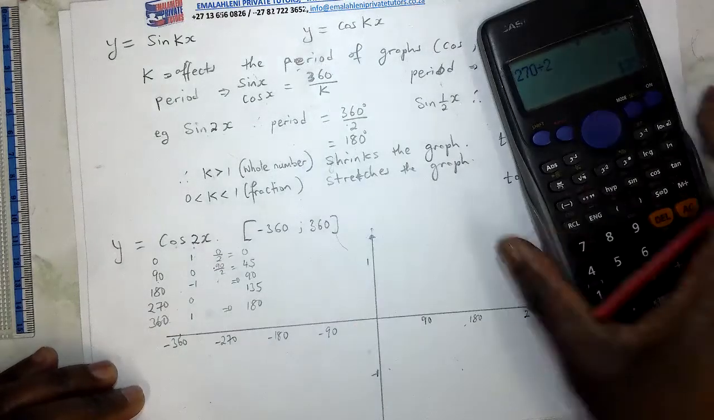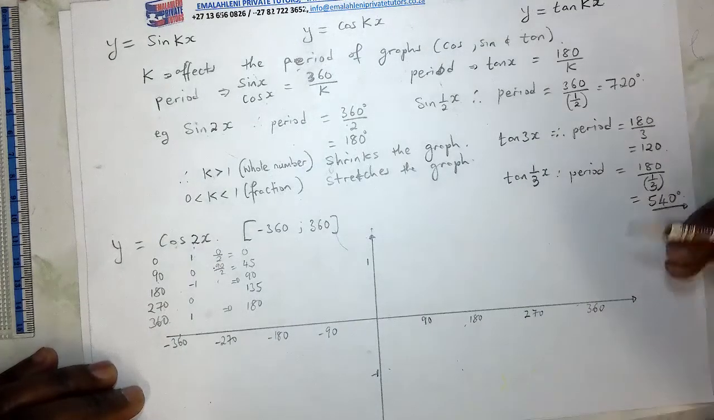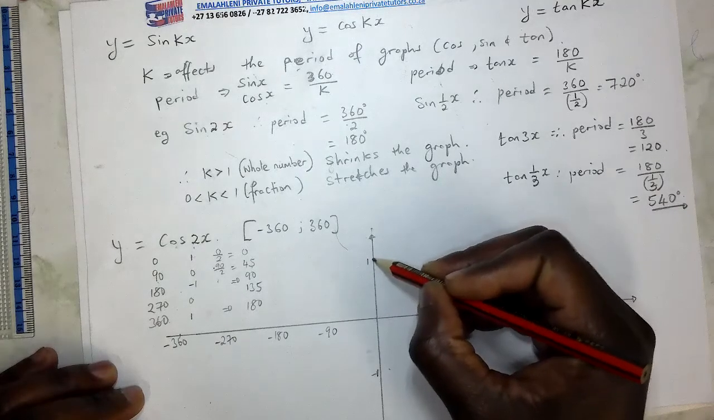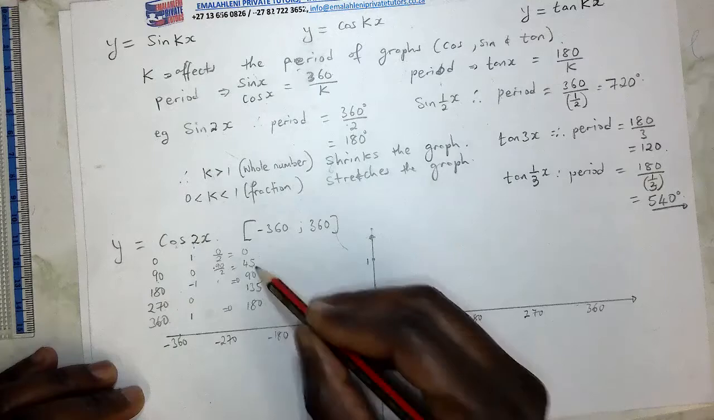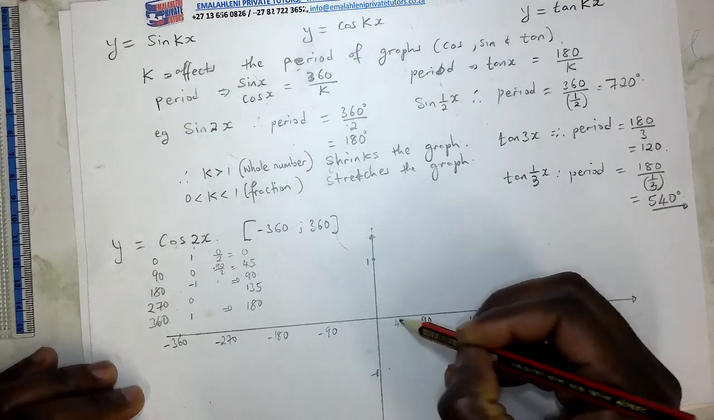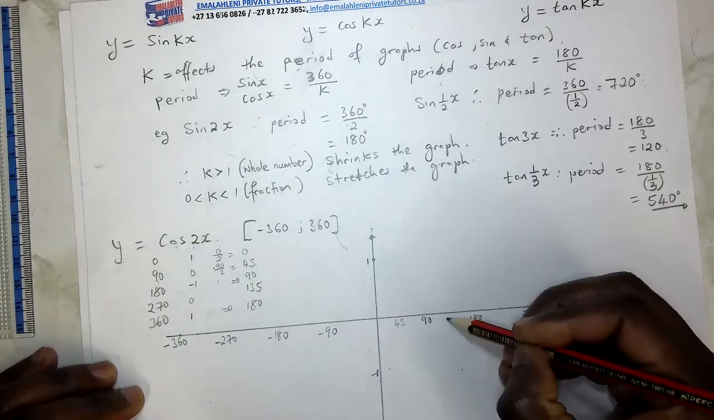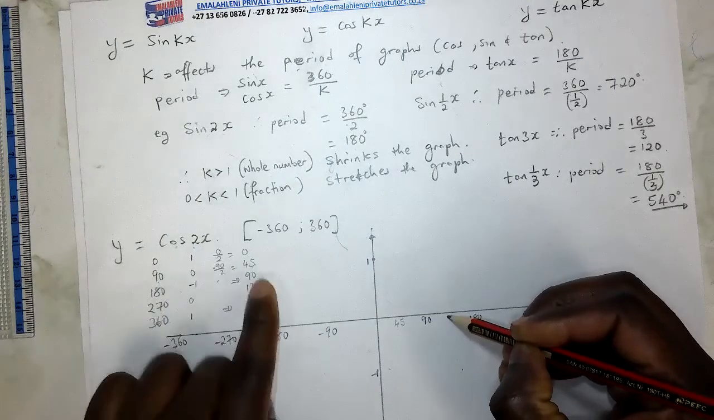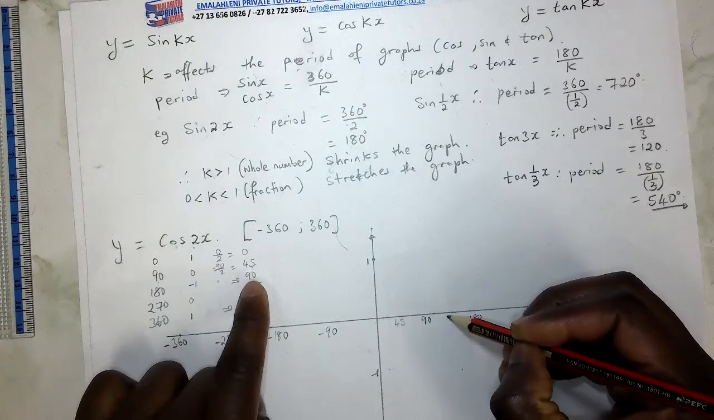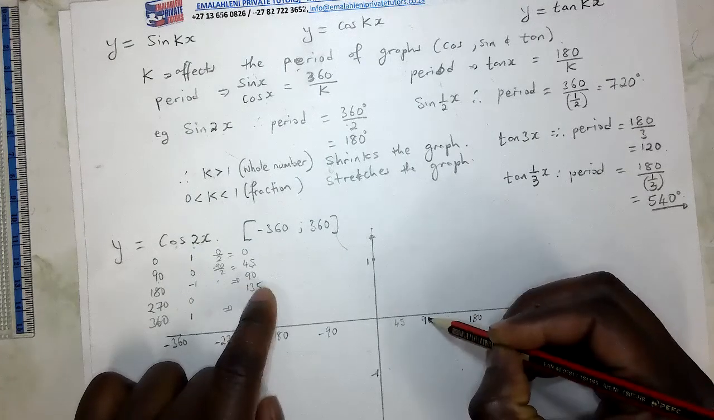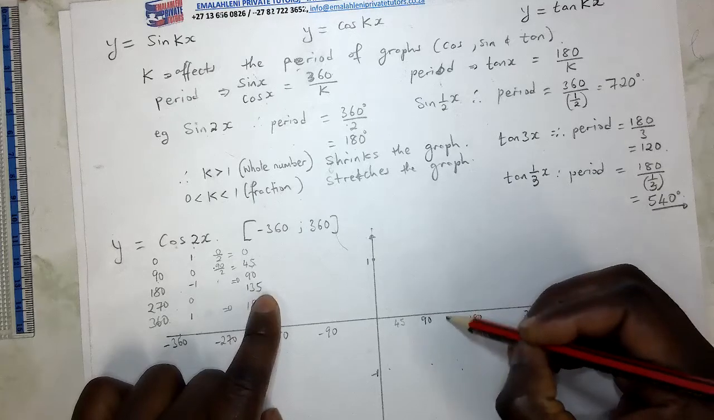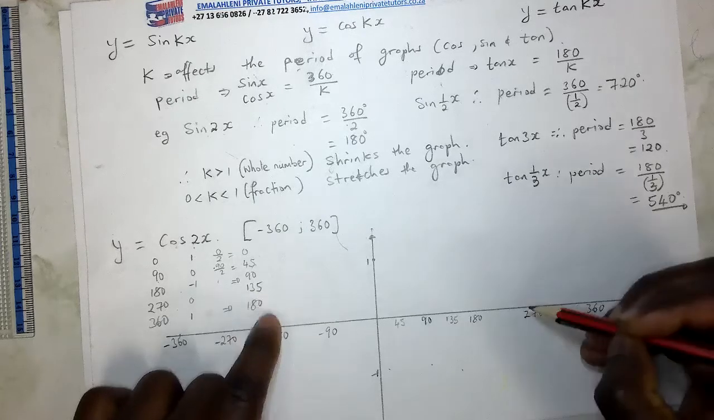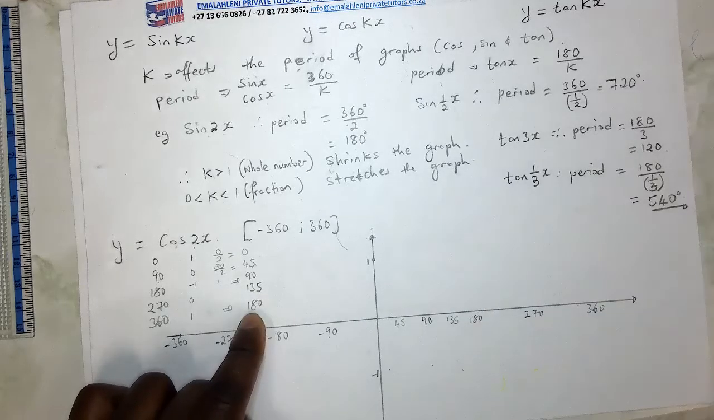You don't need to stress, because some of you will be wondering how to sketch the graph. At 0, we said we're going to get 1 here. Then we have 45, then 90, one of our intervals again, then 135, then 180. So can we see what we're having here?